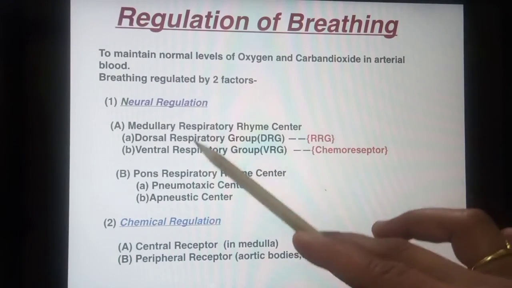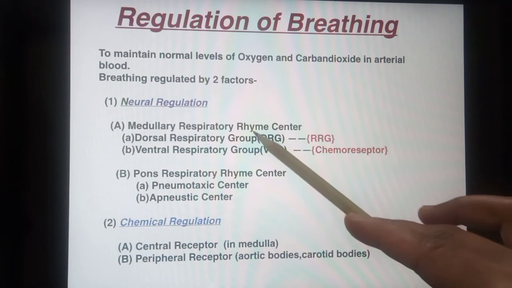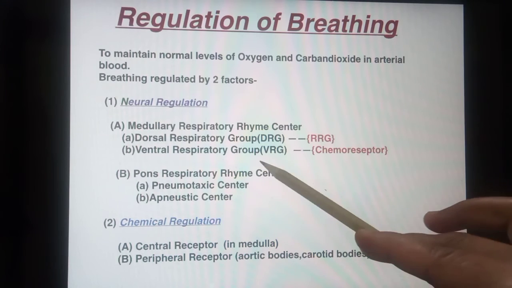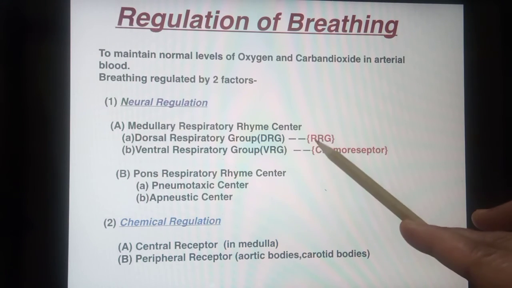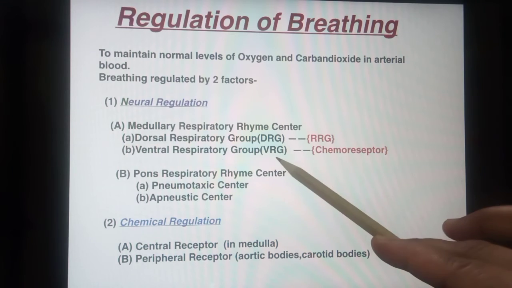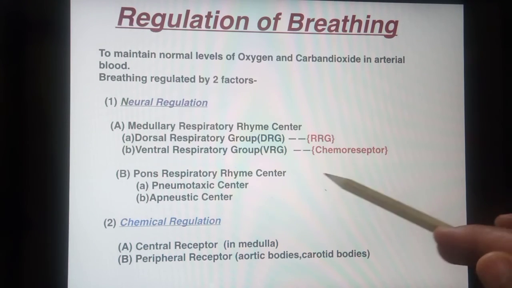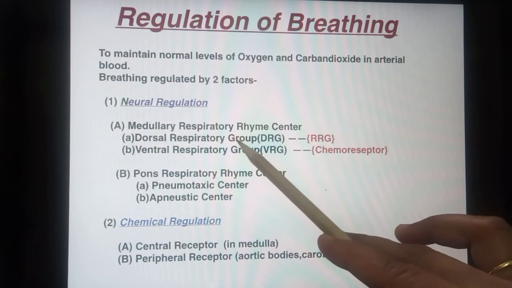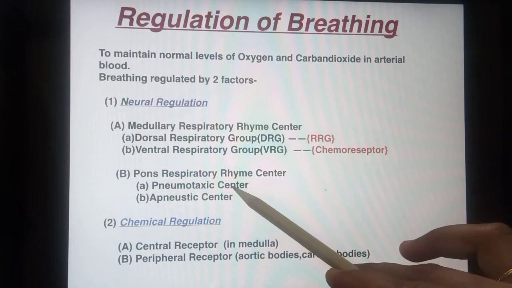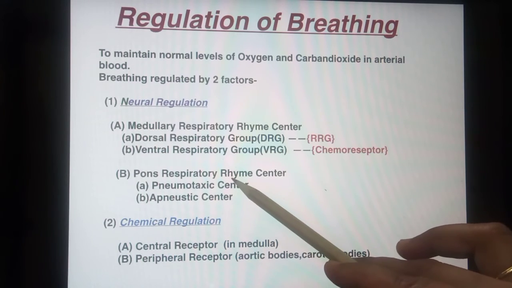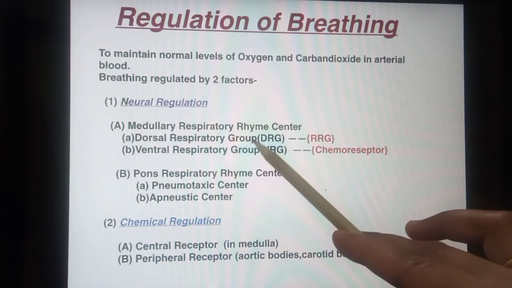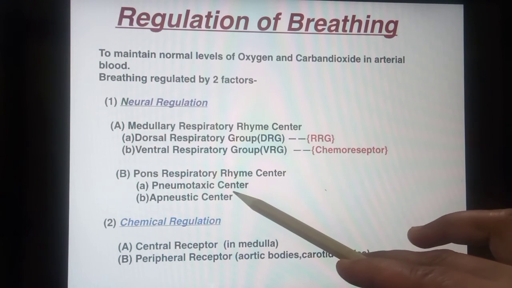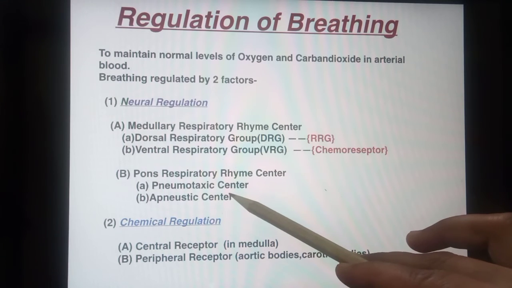there are two medullary respiratory rhythm centers. They are the dorsal respiratory group, DRG, and the ventral respiratory group, VRG. DRG is also called the respiratory rhythm center, and VRG is called the chemoreceptor. I haven't told you about the VRG yet. The dorsal respiratory center is controlled by the apneustic center and the pneumotaxic center, which are present in the pons. These three are interconnected, and DRG, pneumotaxic center and apneustic center work in normal breathing.